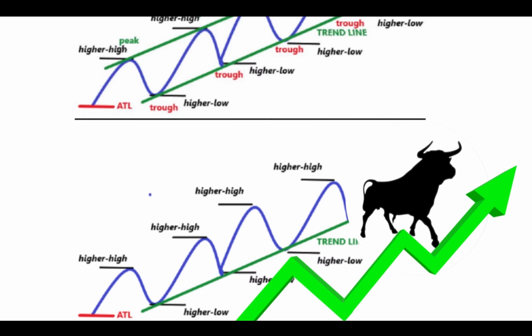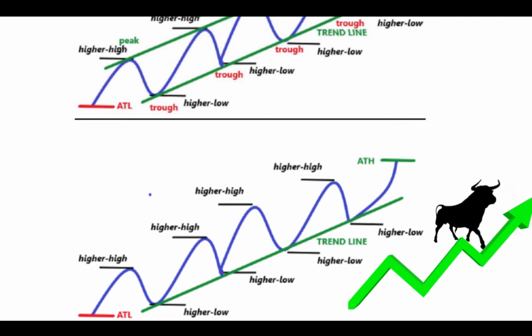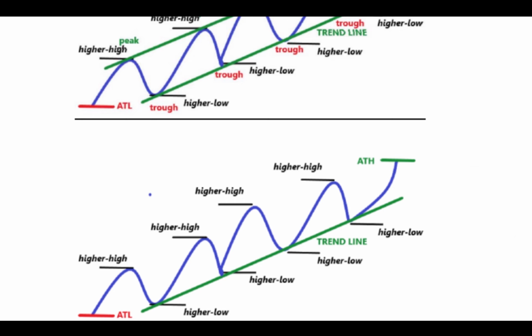What is the uptrend line? An uptrend line is a straight line drawn upward to the right that connects two or more low points. The second low must be higher than the first for the line to have an upward incline.